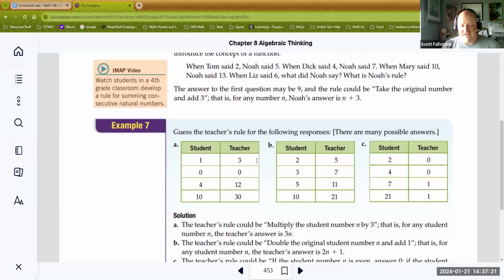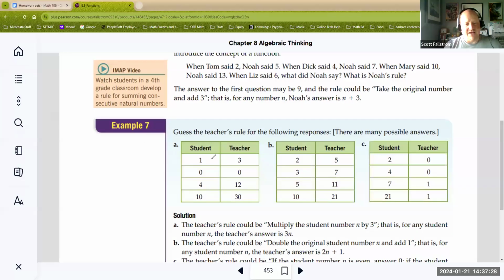And so if you want to take a look, you can start to kind of figure out what people's rule is. What are they doing to get from one set to the next? How did they get from the first to the second? And you might be able to say, well, wait a minute, for this first one, it looks like every time the student said a number, the teacher multiplied by 3.